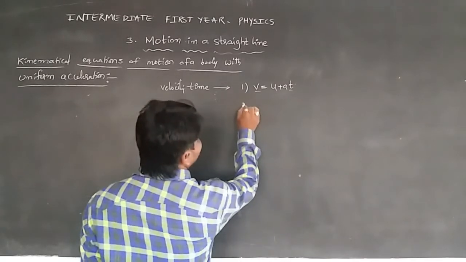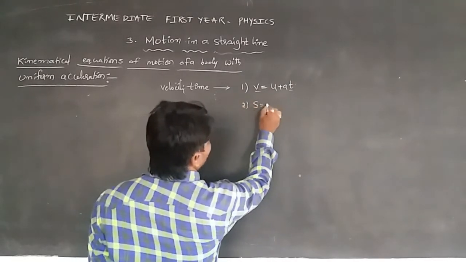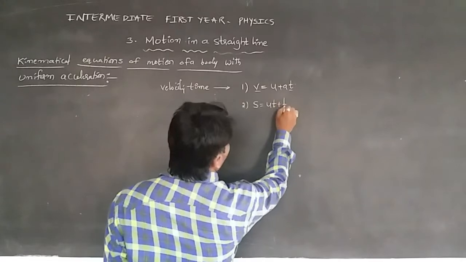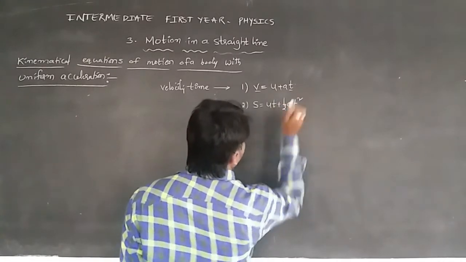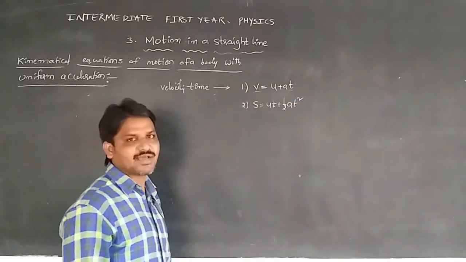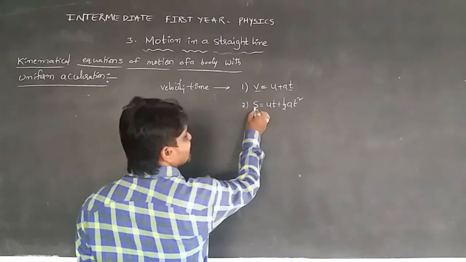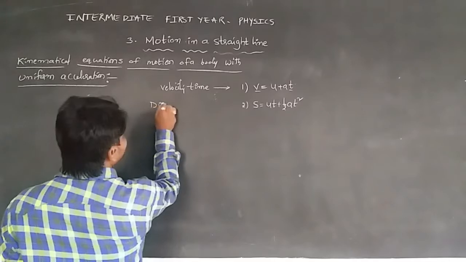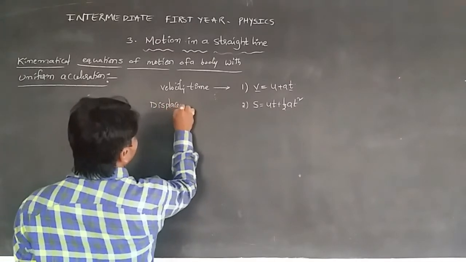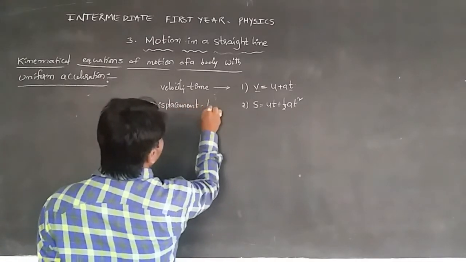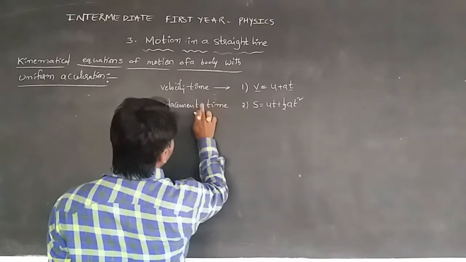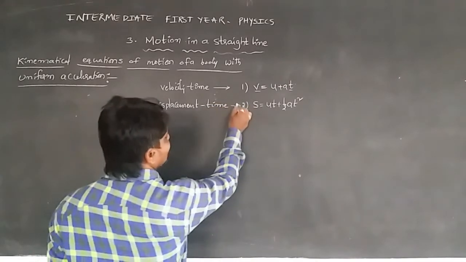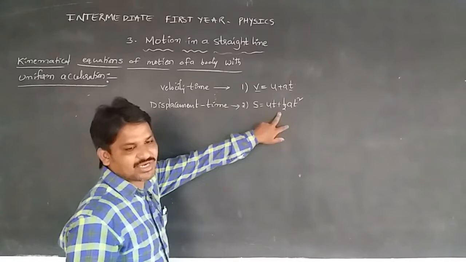The second one is S = UT + 1/2 AT². Here S means displacement. This relation is also called the displacement-time relation.